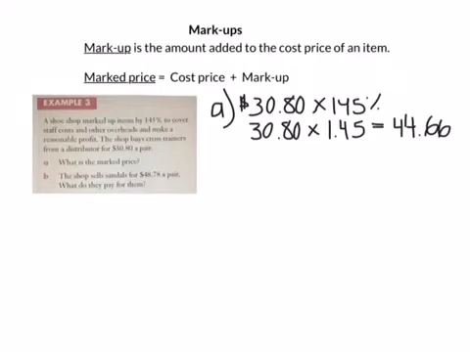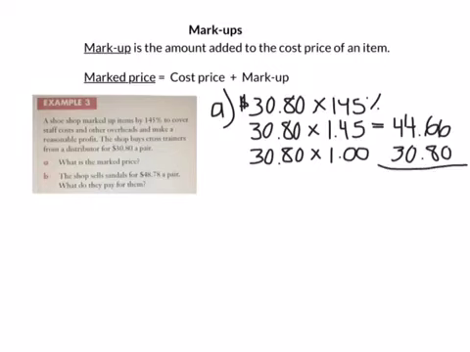So we need to add our cost price. Well, we know that it's $30.80, and how we would get this was simply by taking 30.80 and multiplying it by 1.00, which is 100%. And then we'd add these two amounts, so 30.80 plus 44.66. So our marked price would be $75.46.